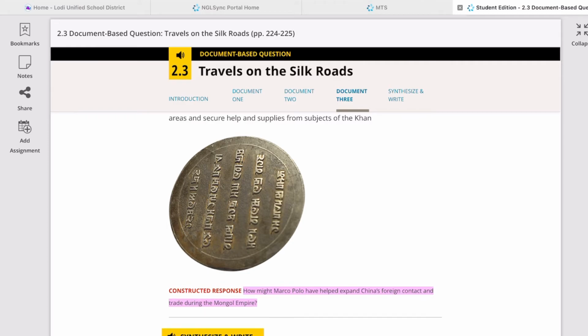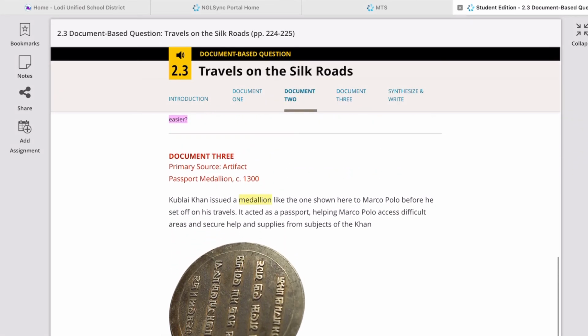Bottom line, this medallion allows travelers like merchants and people like Marco Polo to travel the Silk Road without any hassle. Now the question is, how might Marco Polo have helped expand China's foreign contact and trade during the Mongol Empire? Well, I guess it's pretty obvious. You just have to know where Marco Polo came from and, as an explorer and a trader and a merchant, how do you think he helped expand or connect these two continents, essentially these two worlds?